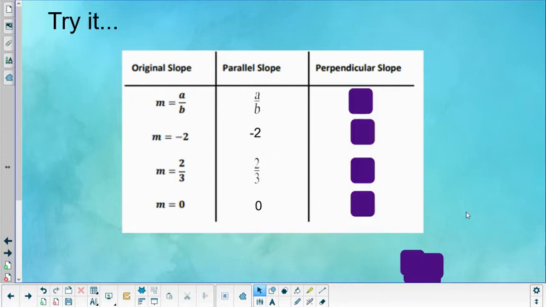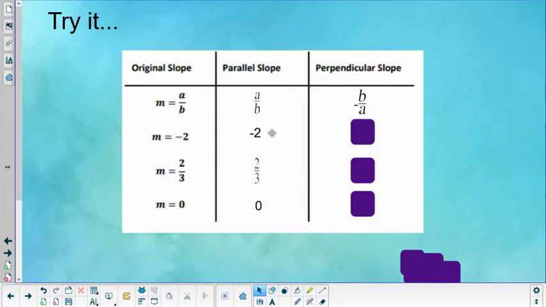Okay? So whatever your original slope is, the parallel is the same. Now, for perpendicular, remember the opposite reciprocal. So the opposite of A over B would be -A over B. And then the reciprocal, we would flip it upside down. It would be -B over A.